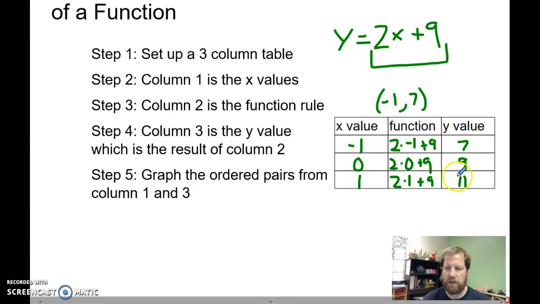And now I've got my table made, so I am ready. I can graph this line, okay? I can graph this relation.